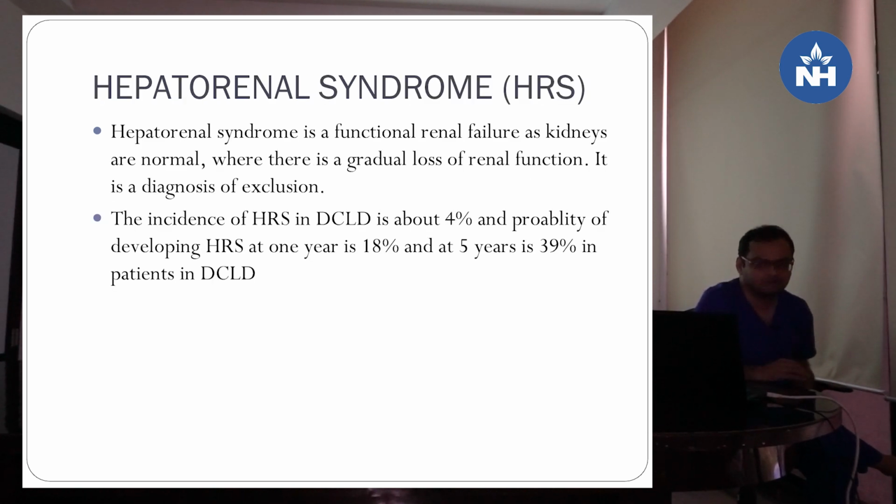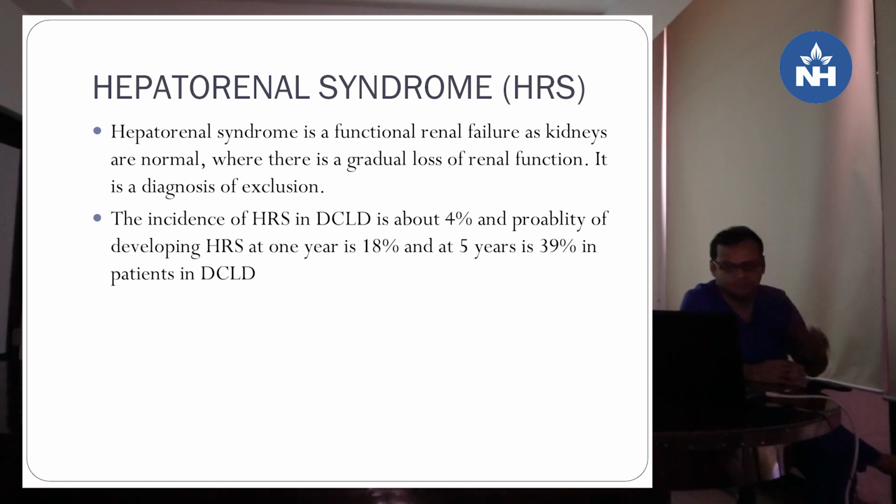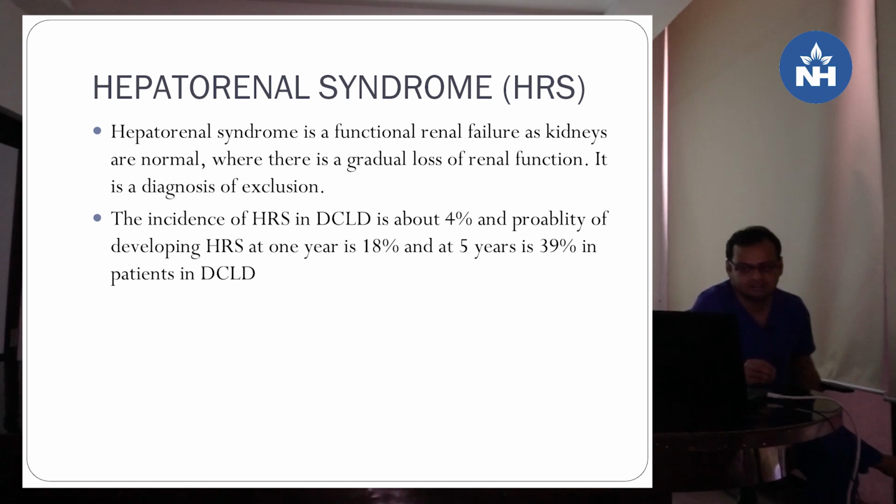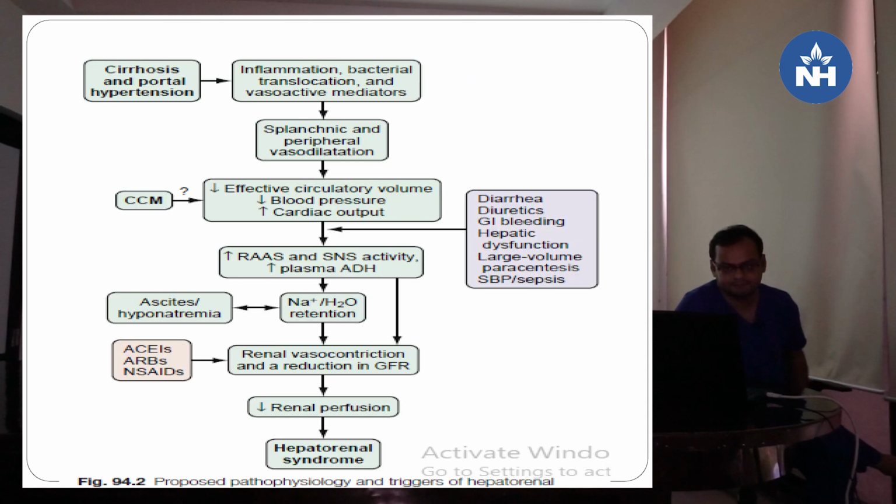Now comes hepatorenal syndrome. Hepatorenal syndrome is a functional renal failure, as the kidneys are normal, but there is a gradual loss of renal function. Hepatorenal syndrome is a diagnosis of exclusion. The incidence of HRS in decompensated liver disease is about 4%, and the probability of developing HRS is 18% at 1 year and 39% at 5 years in patients with DCLD.